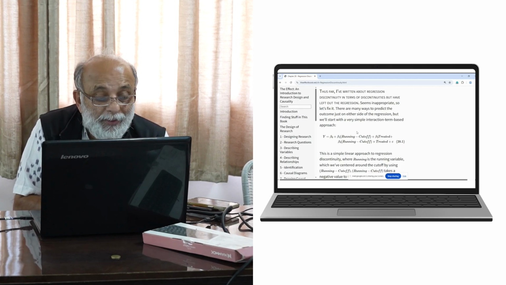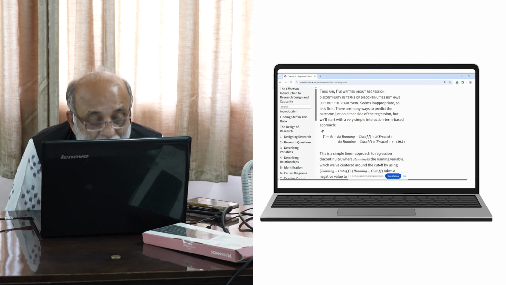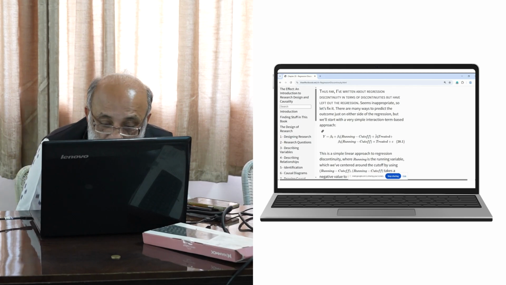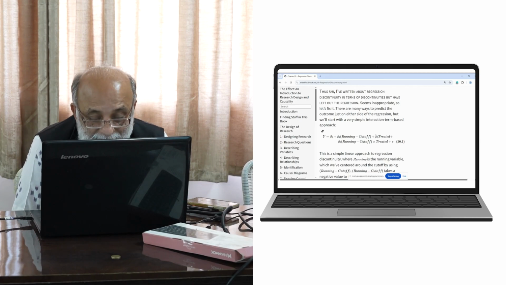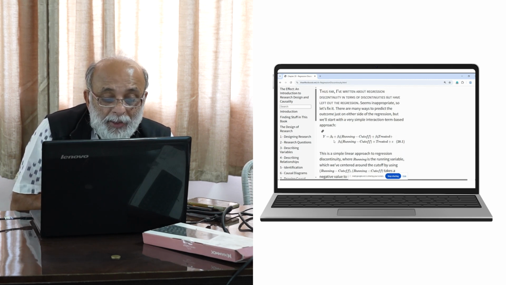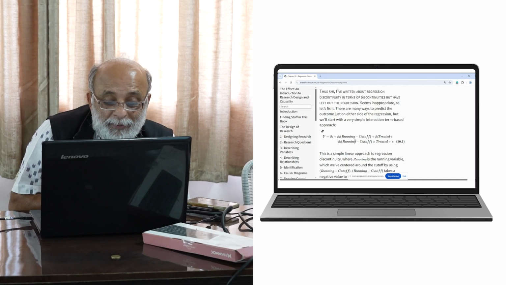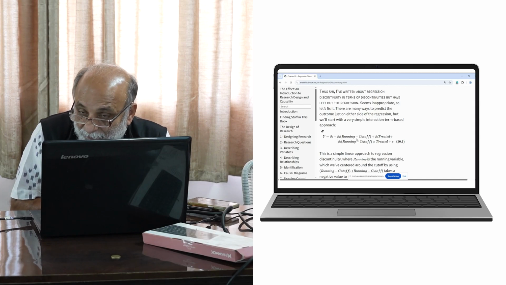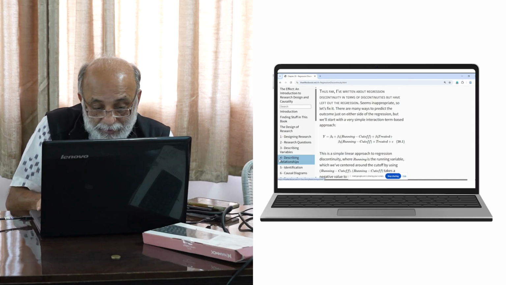So it is beta 0 plus beta 1 times (running minus cutoff) plus beta 2 times treated plus beta 3, etc. And for students who have not got the scholarship, it will simply be beta 0 plus beta 1 times (running minus cutoff). Correct?